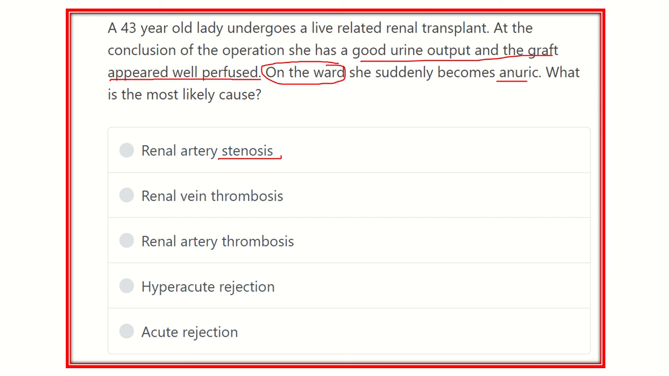Renal artery thrombosis may be another option, because if renal artery obstruction occurs, then there is no blood in the kidney, so no urine production is possible. Hyperacute rejection is not possible, because hyperacute rejection occurs on the operation table. And acute rejection, usually rejection occurs sometime later, and it starts gradually.